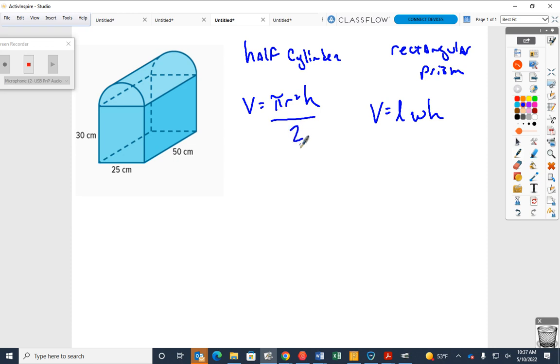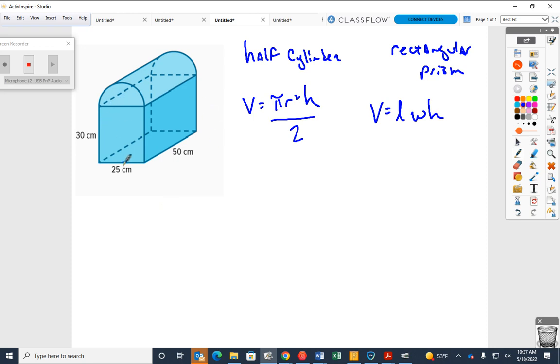By 2. Why? Because it's only a half cylinder. Okay. So let's do the cylinder first. My first period class had trouble trying to find the radius here. Why? Because it's not right on the shape. But if this is a rectangular prism, do I have a radius? I don't have a radius, but I have a diameter, which I can turn into a radius.